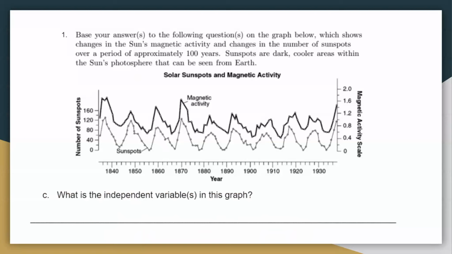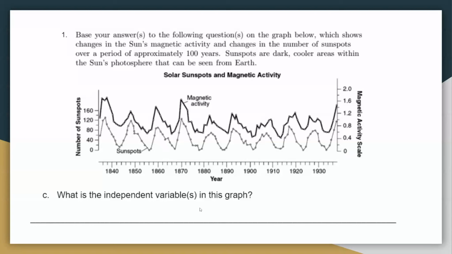Next, what is the independent variable or variables in this graph? This is interesting because in this graph, we may have more than one independent variable or more than one dependent variable. So we have to look out for all of it. Let's first look at which our variables are. Remember, variables are just things that are changing within the graph. So the number of years are changing. That's a variable. The magnetic activity is changing. That's a variable. And the number of sunspots are changing. That's another variable on my graph.